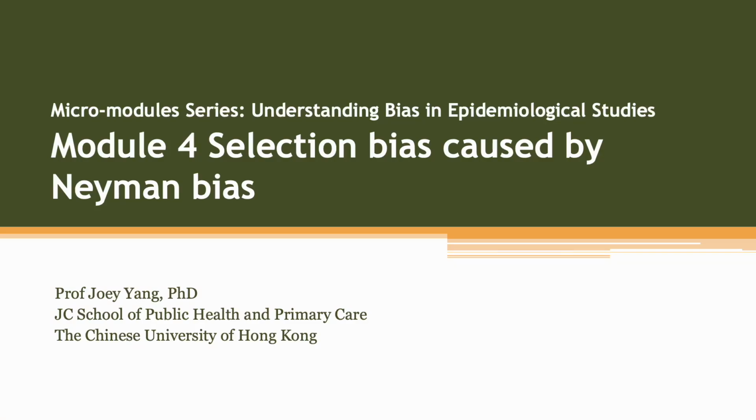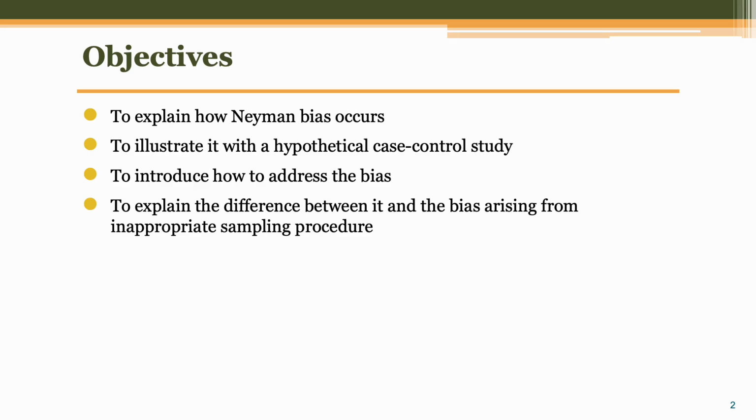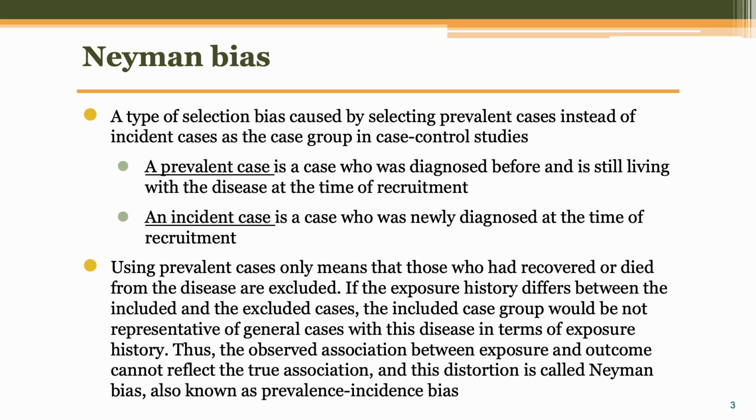Welcome back to the Micromodule series, Understanding Bias in Epidemiological Studies. In this module, we will be focusing on Neyman bias, which is a type of selection bias typically seen in case control studies. The objectives of this module are to explain how Neyman bias occurs, illustrate it with a hypothetical case control study, introduce how to address the bias, and explain the difference between it and the selection bias arising from inappropriate sampling procedure. So first, what is Neyman bias?